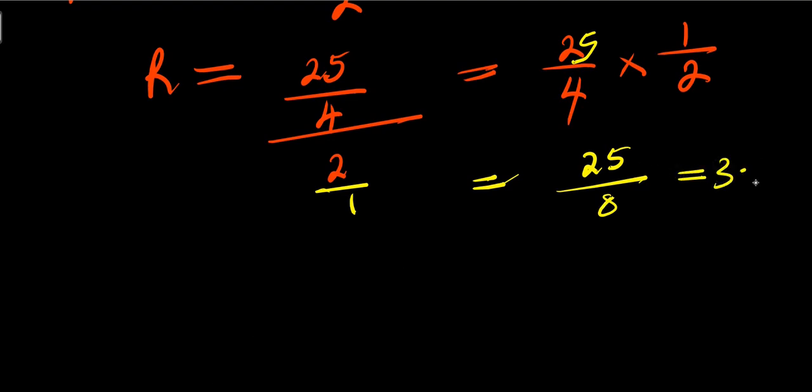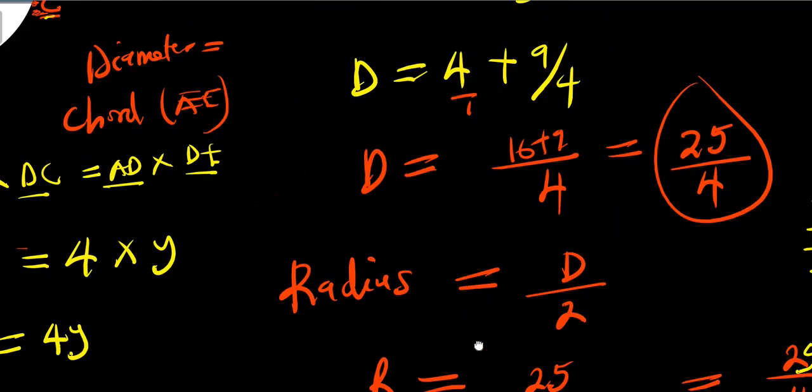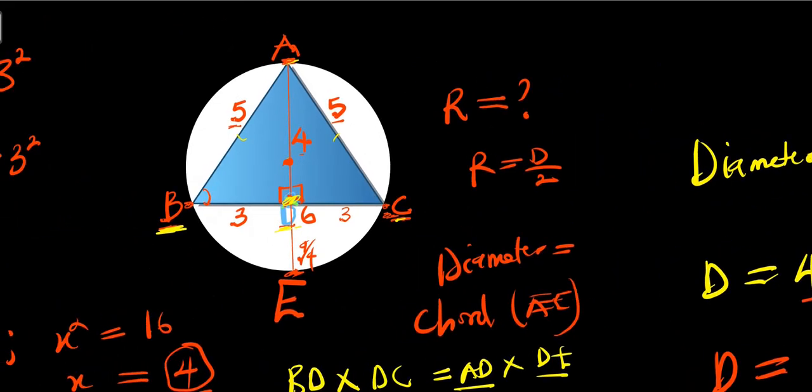So our radius, we need to find the radius of this particular circle. So our radius is 3.125 units. The radius of this circle. So you can indicate it. A radius is a line that passes from the center of the circle to the circumference. So this is 3.125.